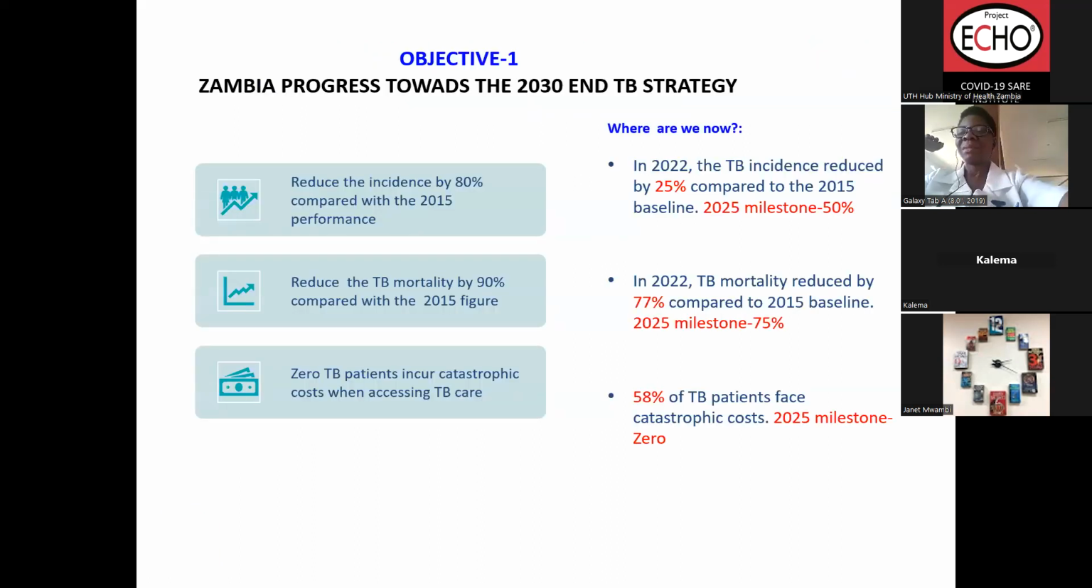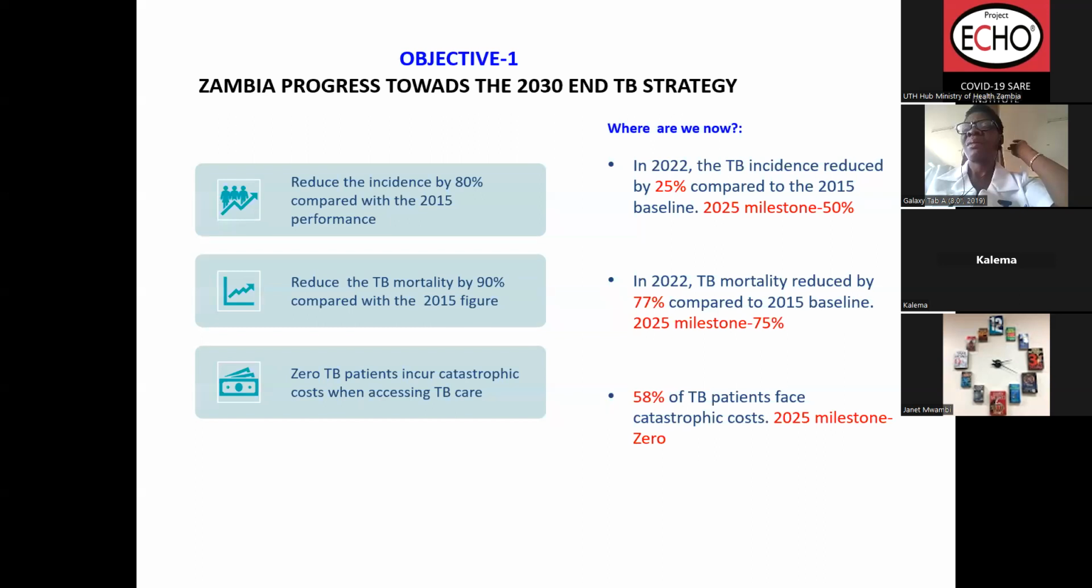So I'll take you now into the next slide. Colleagues, when you look at the End TB strategy, it has 3 major key indicators which are tracked. And this strategy, as we may be aware, was formulated in 2015 with a focus to end TB by 2030. It has been embedded in our Sustainable Development Goal number 3. So it has those 3. The first one is the incidence. The second one is the mortality. And the last one is the catastrophic cost.